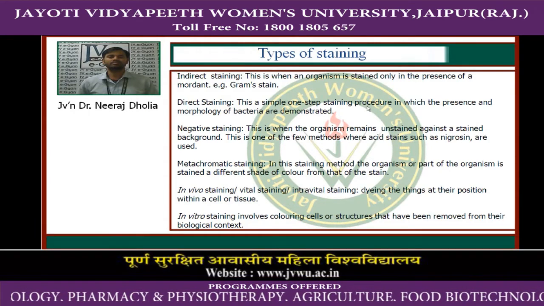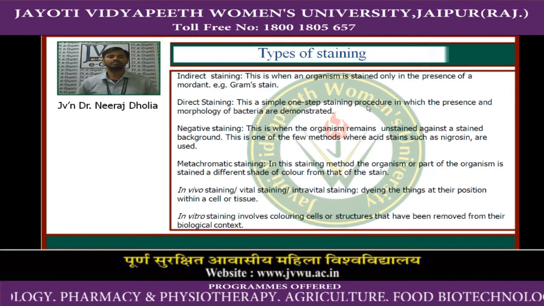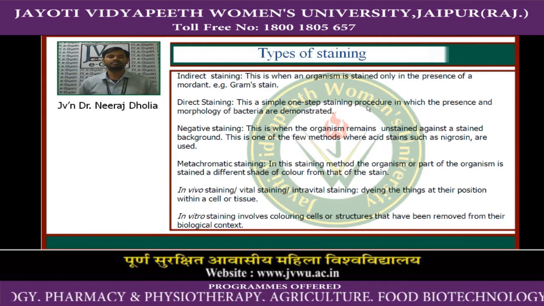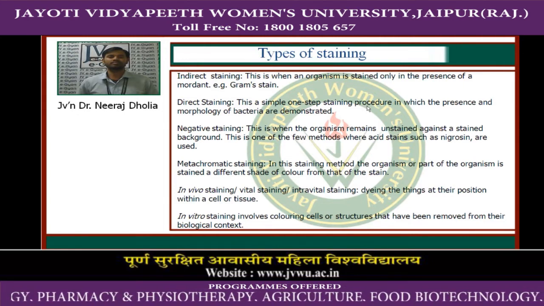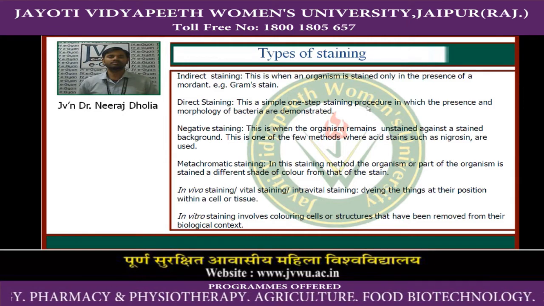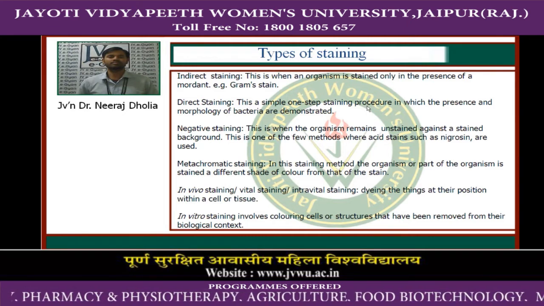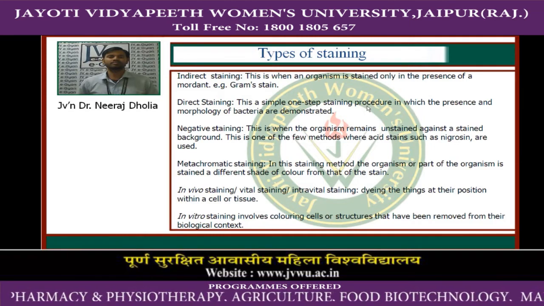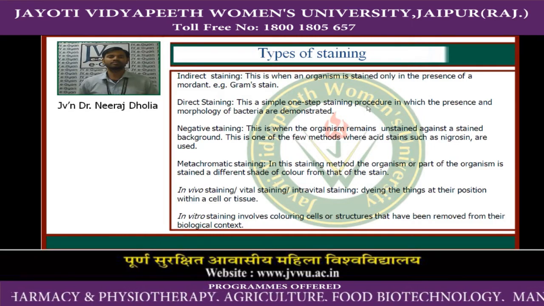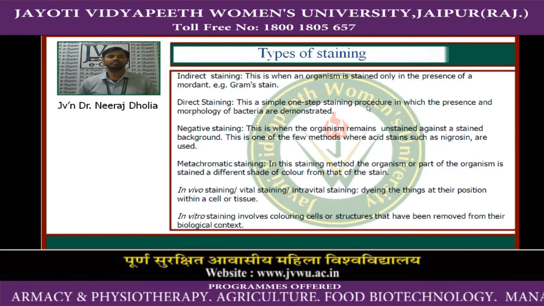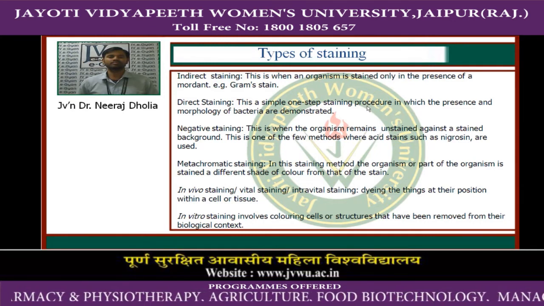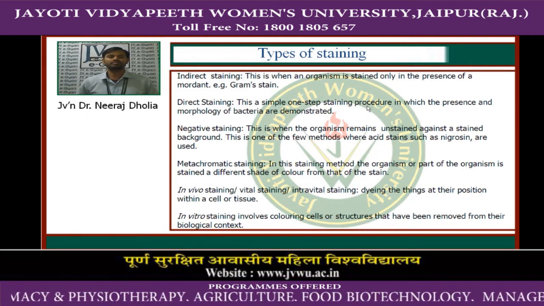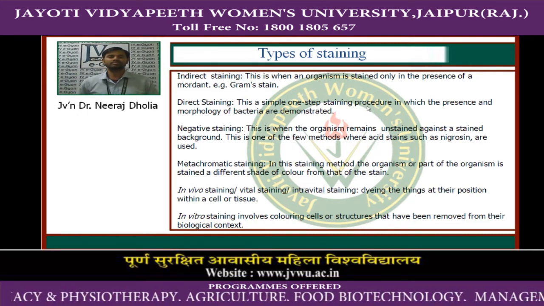There are various types of staining available. First is indirect staining. So what is indirect staining? This is when an organism is stained only in the presence of a mordant. If you use the mordant and the organism is visible with the use of the mordant, it is known as indirect staining. For example, the Gram staining.